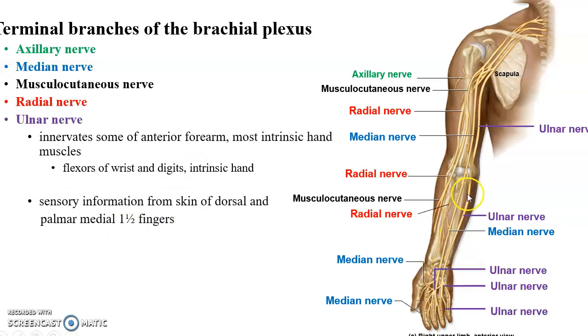Then we have the ulnar nerve. Surprise, surprise, the ulnar nerve ends up running along the ulna. Ulnar nerve innervates some of the anterior forearm and most of the intrinsic hand muscles. So lots of tiny muscles in the hand that it innervates. So flexors of the wrist and digits and all those little bitty muscles in the hand that help to move those structures. And then also the sensory information from the skin of the dorsum and the palmar medial 1.5 fingers, so the remaining 1.5 fingers, as well as the dorsum, the back of the hand.